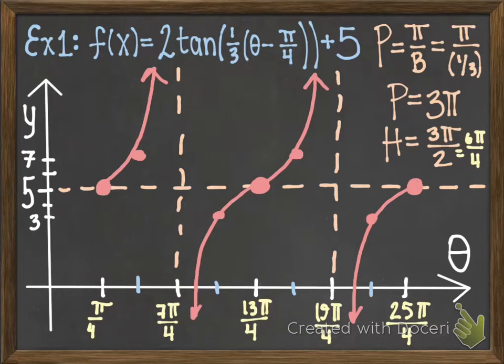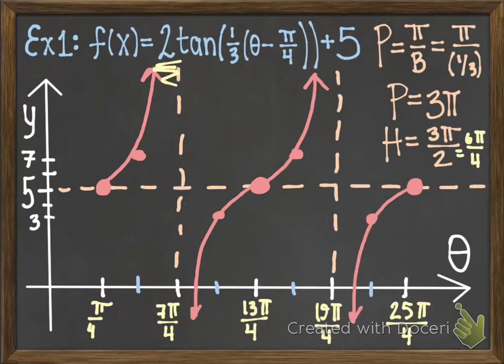Okay. So that's where I started. From there, I also looked at the 2 out in front. That's my amplitude. And while it doesn't really seem to do too much in a tangent graph because of its shape and behavior, it does affect it. It is a vertical stretch.